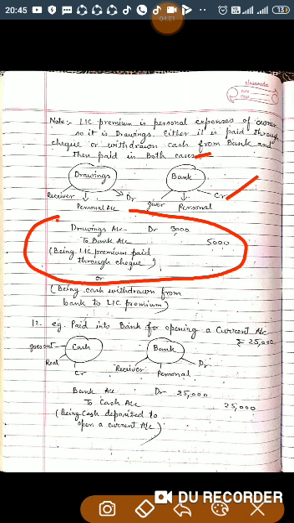So the narration could be, if we take the first transaction, LIC premium paid through check, then the narration will be being LIC premium paid through check. And if we take the second option, cash withdrawn from the bank to pay the LIC premium of the owner, the narration will be being cash withdrawn from the bank to pay LIC premium. But in both the cases, the journal entry will be the same, drawings account debited to bank.